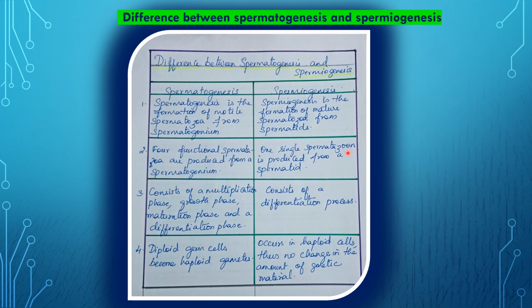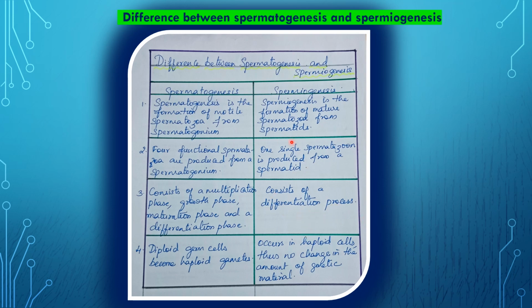Here, one single spermatozoon is produced from one spermatid. Each spermatid transforms into a spermatozoon. So spermatogenesis consists of a multiplication phase, growth phase, maturation phase, and a differentiation phase. Here, it consists only of a differentiation process.